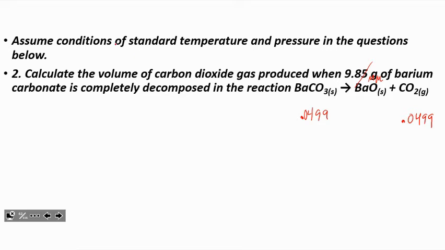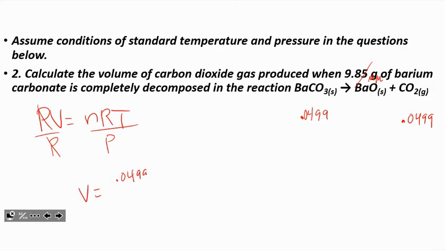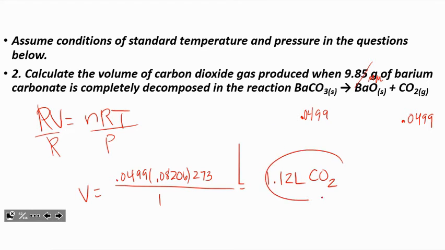Then, under standard temperature and pressure, we can put that information into this equation. We are calculating volume, so we're going to divide both sides by P. And so our volume is going to equal 0.0499 times 0.08206 times 273. And we're going to divide that by our pressure, which is 1. When we do that, our answer comes out to be 1.12 liters. And that's liters of CO2. And that's your final answer.